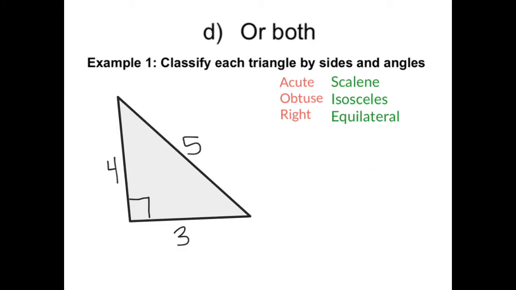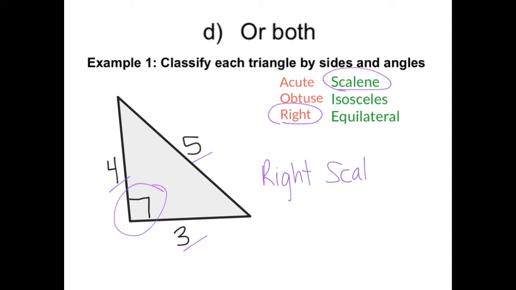In this example, we have a right angle, so it's a right angle triangle, and for the sides, there are no tick marks, but they are labeled as a 3, 4, and 5, which means that none of them are the same. So this classification is a right scalene triangle.